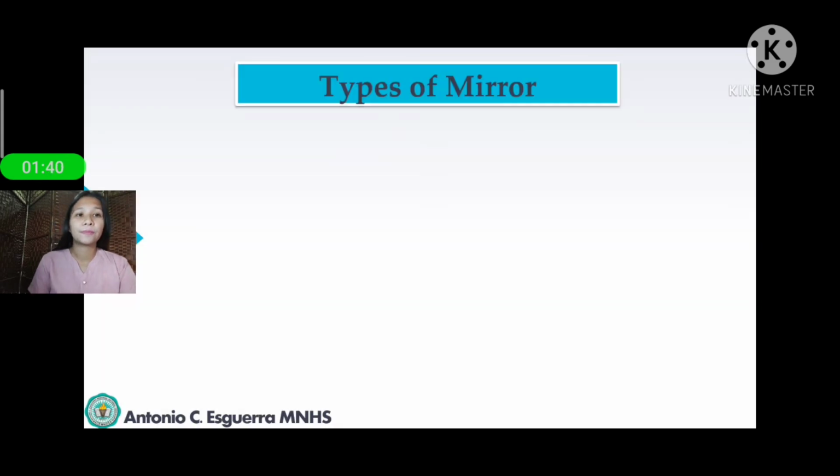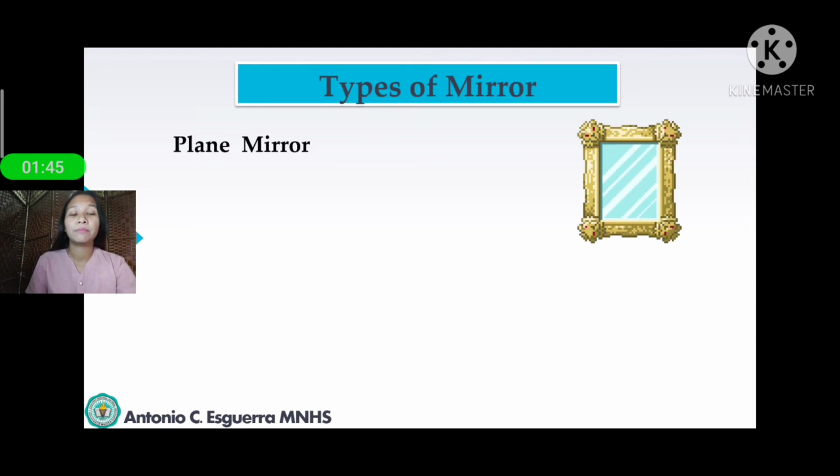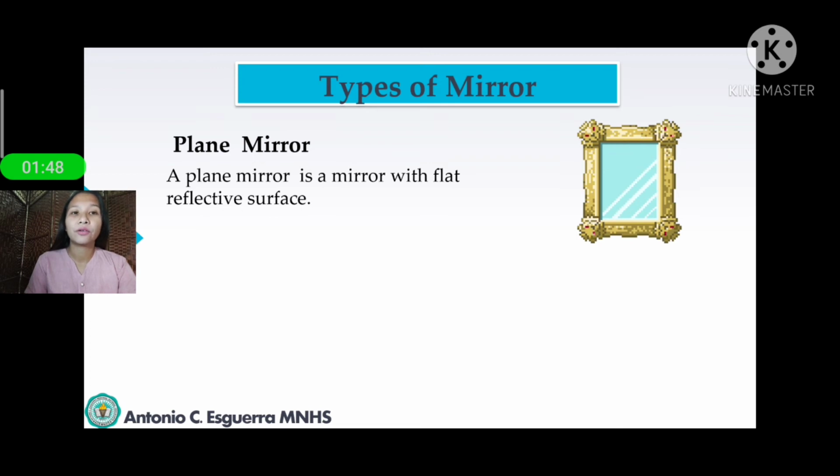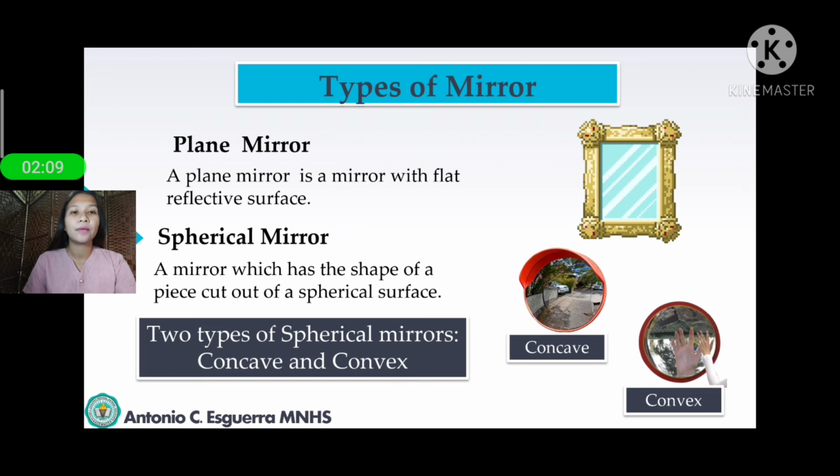We have different types of mirrors. The first one is the plane mirror, the mirror with a flat reflecting surface. This is the mirror we usually use to see ourselves, and we face it every day. A spherical mirror is a mirror which has the shape of a piece cut from a spherical surface. We have two types of spherical mirrors: the concave and convex.